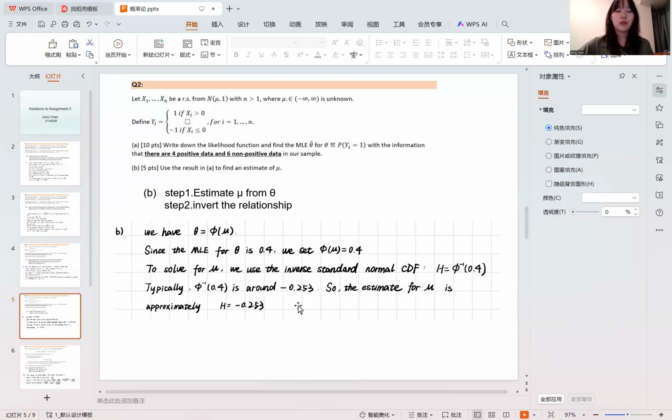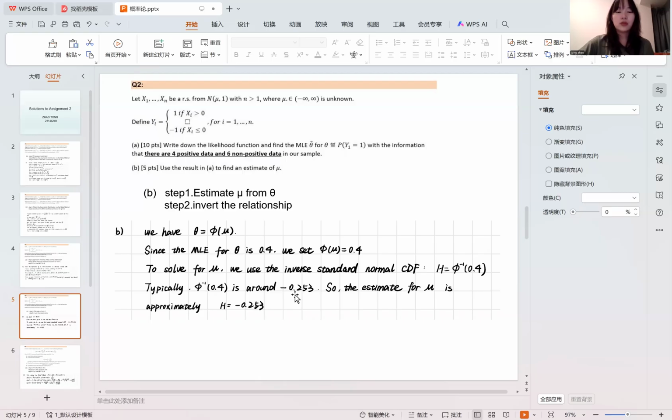Now look at part B. In part B, we need to estimate mu from theta. The first thing we need to do is relate theta to mu. Recall that earlier we established the relation theta is equal to phi of mu, where phi is the cumulative distribution function of a standard normal distribution.